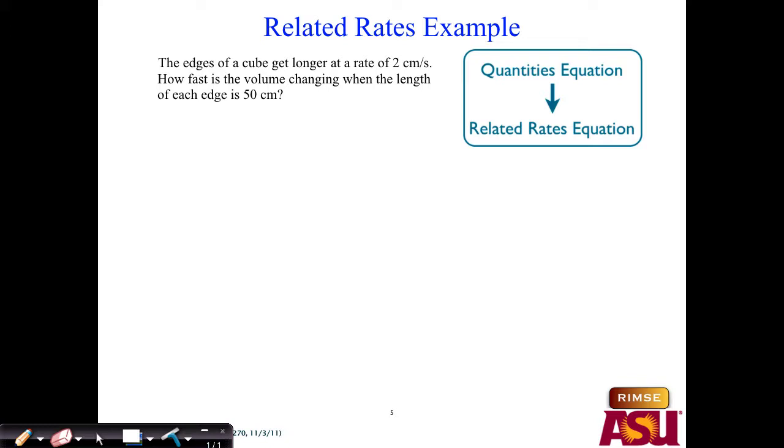then I can take a derivative of that relationship with respect to time. In other words, the edge lengths are a function of time, and the volume is also a function of time. Let's figure out how the rates of change of those are related.